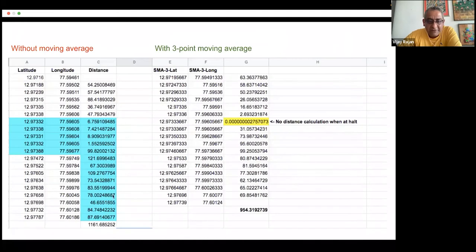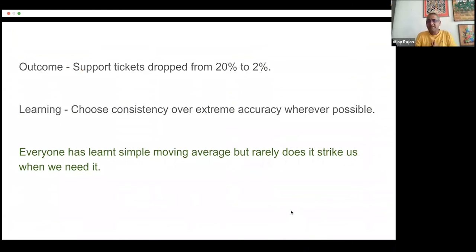And after removing that, if you see the distance without moving average, we got about 1,161 meters. But then if you know the working of the points, they come on either side of the main road. If you take a 3-point moving average, you get 954, which seems more in line with reality. Yes, it may be off, but the point is, why do you choose accuracy over consistency? You're fairly accurate, but you are more consistent this way. So the outcome was that tickets dropped from 20% to 2%. The learning was choose consistency over extreme accuracy wherever possible.